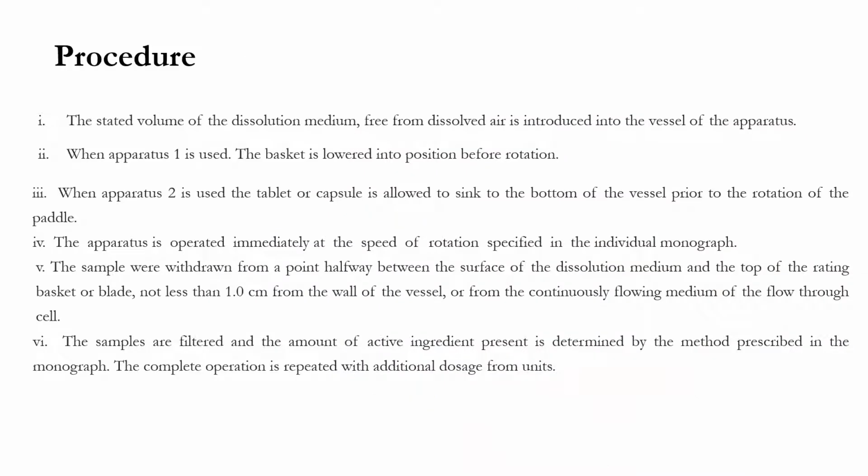It should come out from the bound particles. So you can see here the procedure. The stated volume, as mentioned in the STP, we need to take as dissolution media. It should be free from any dissolved air. Then, for apparatus, we need to use two apparatus. The basket is lowered into position before the rotation. Another apparatus should be used for the tablet or capsule. It should be operated immediately at the speed of rotation specified in the STP only.